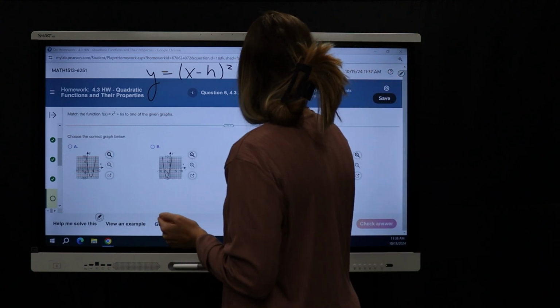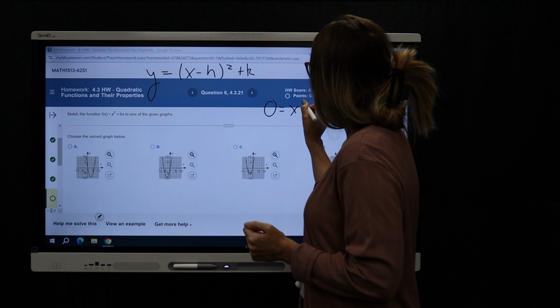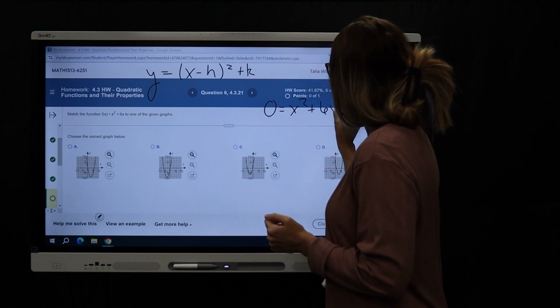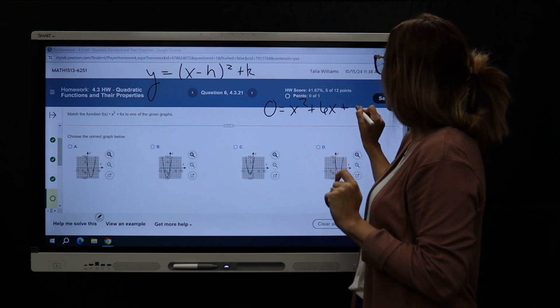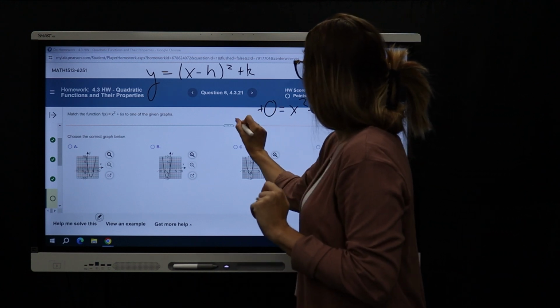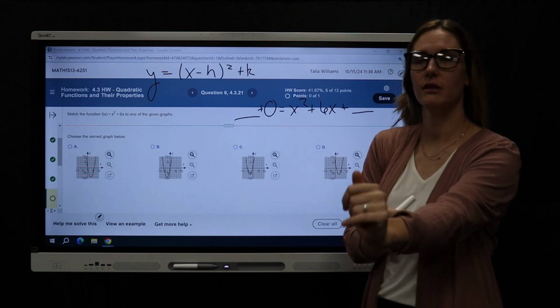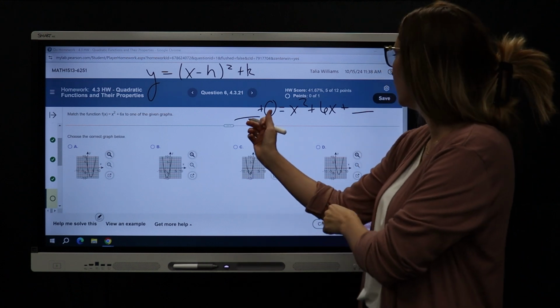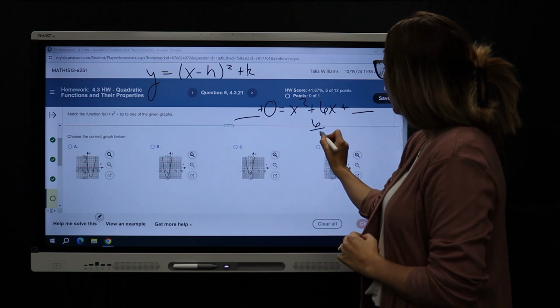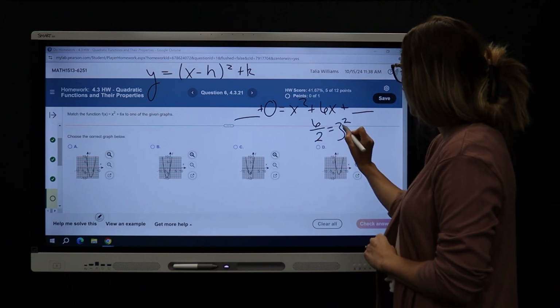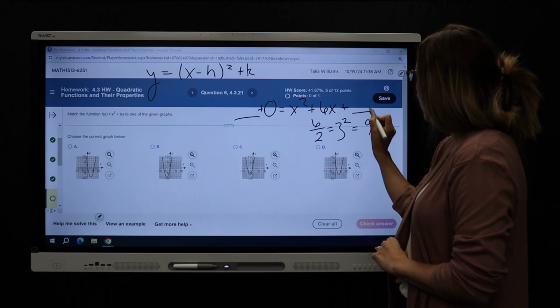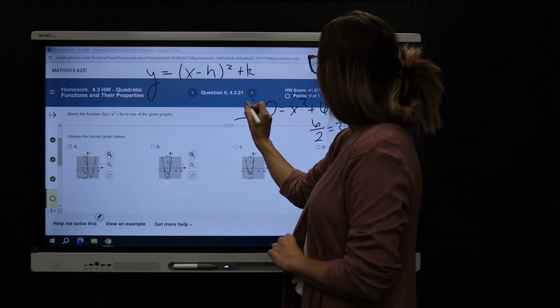This one, setting it up, 0 equals x squared plus 6x. It is set up, so we're going to go ahead and say whatever completes our square, you still have to add it on both sides, even though there's not a constant that you moved over. So take your 6, divide by 2, which is 3, square that number, and that's going to give us a 9. So 9 would complete this.